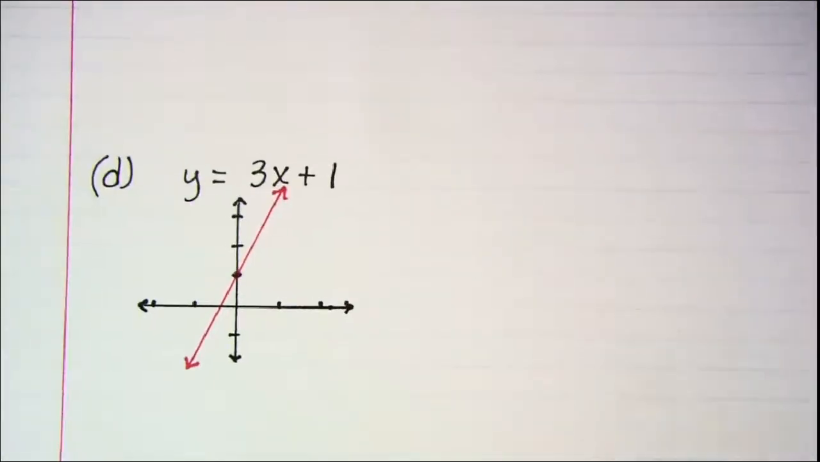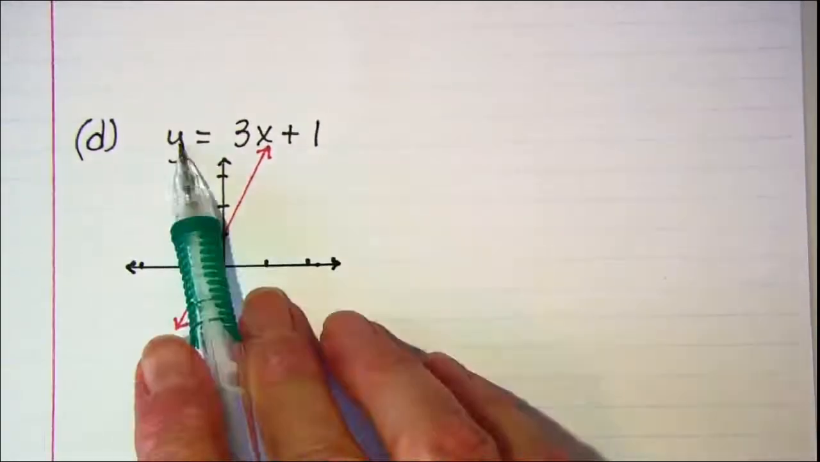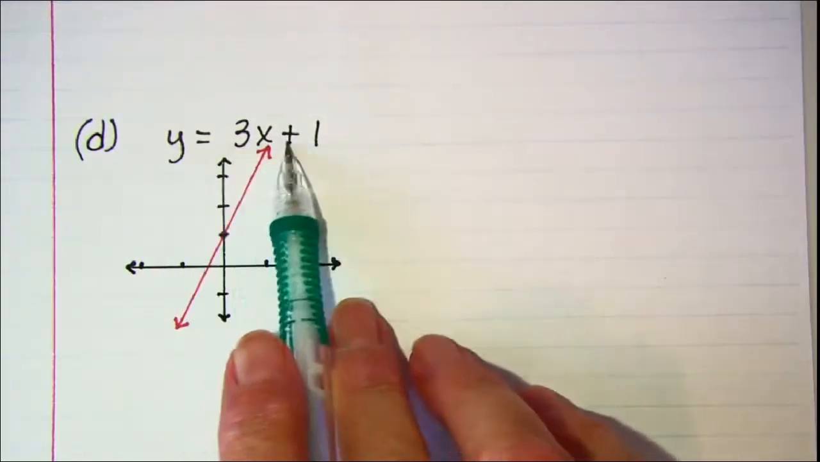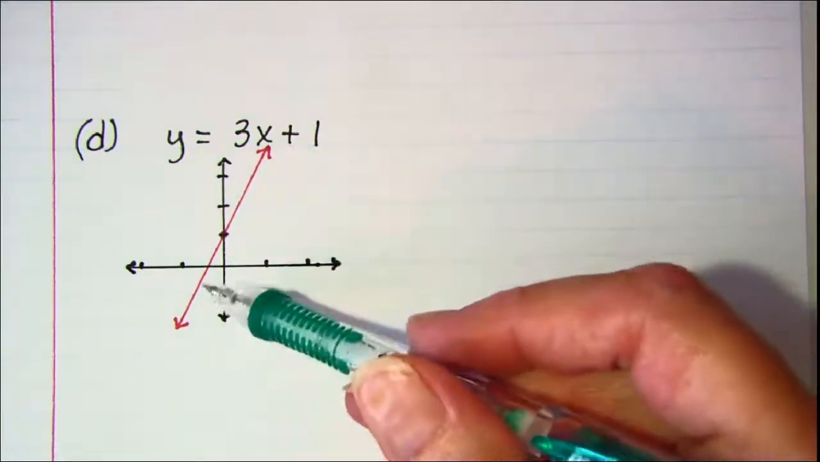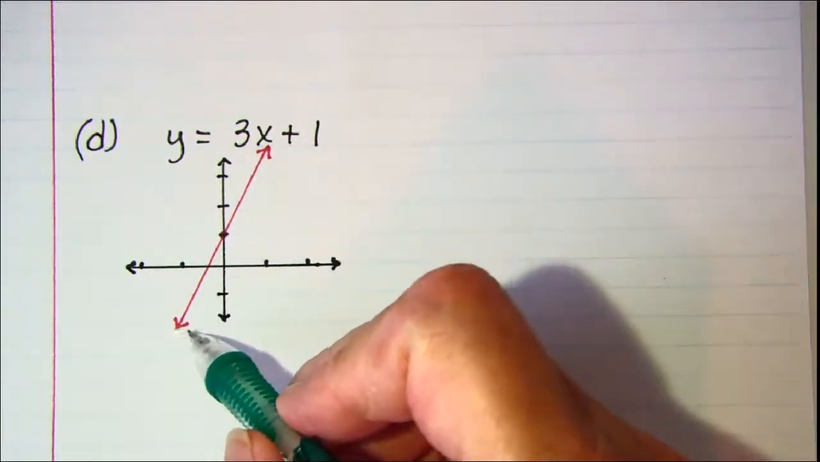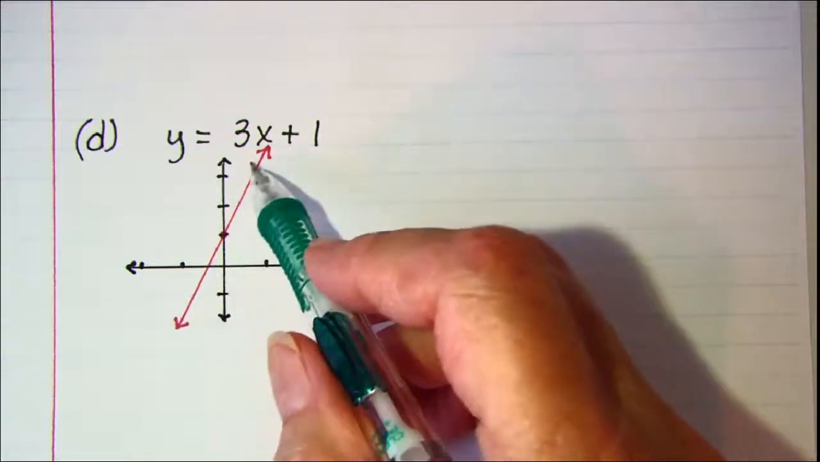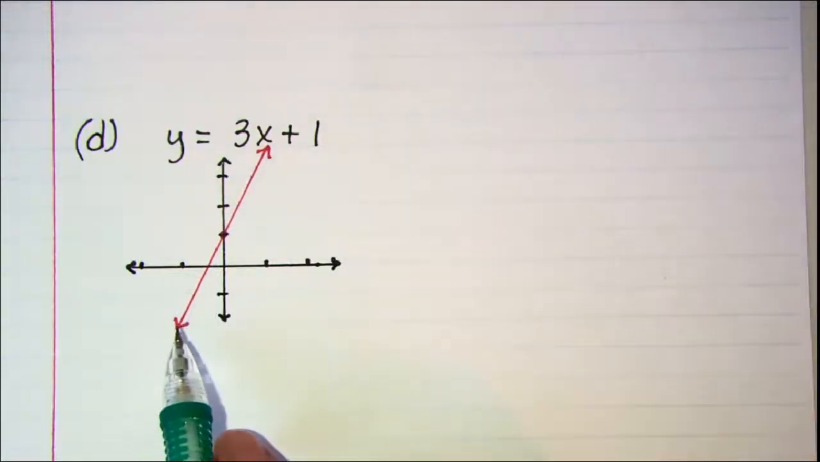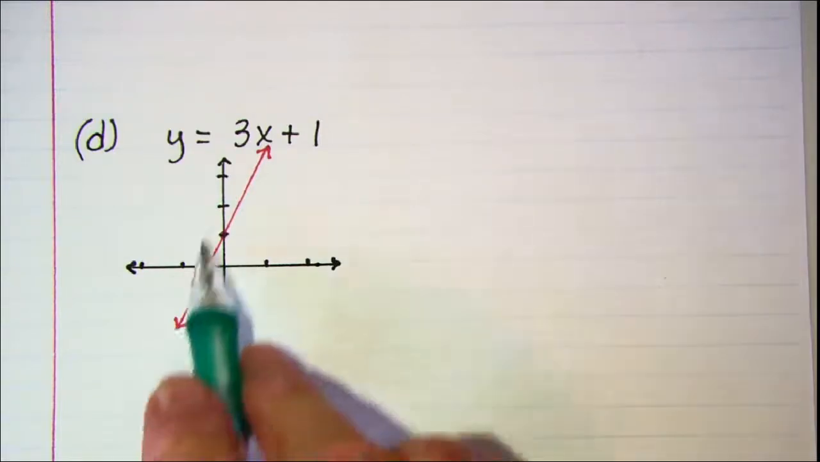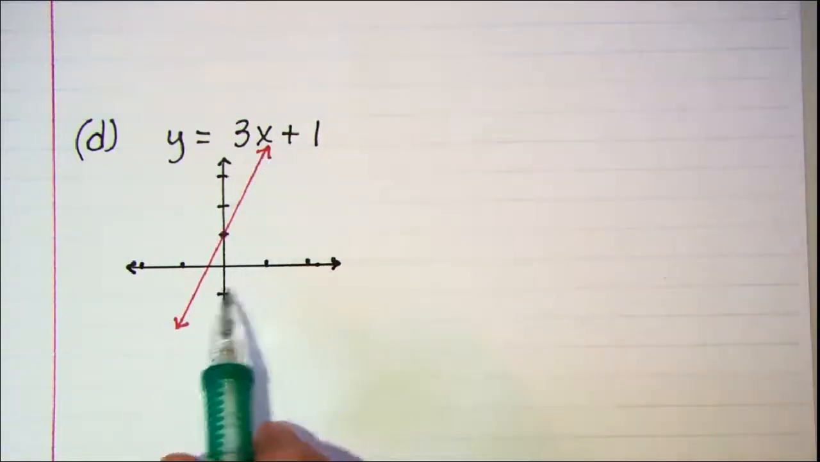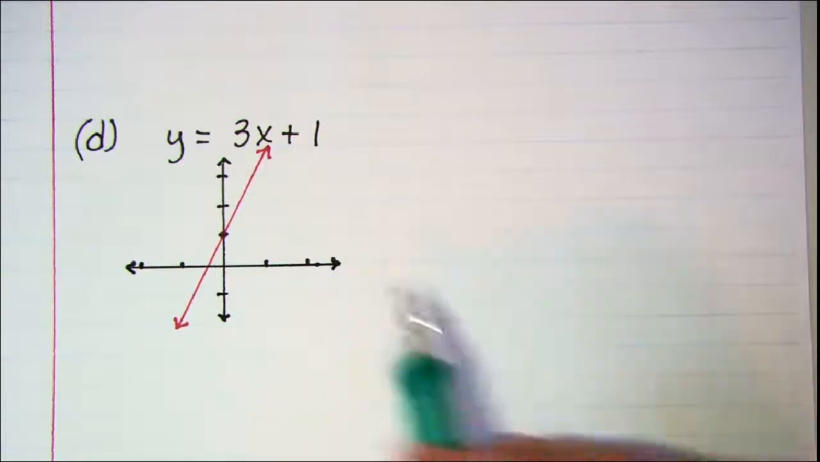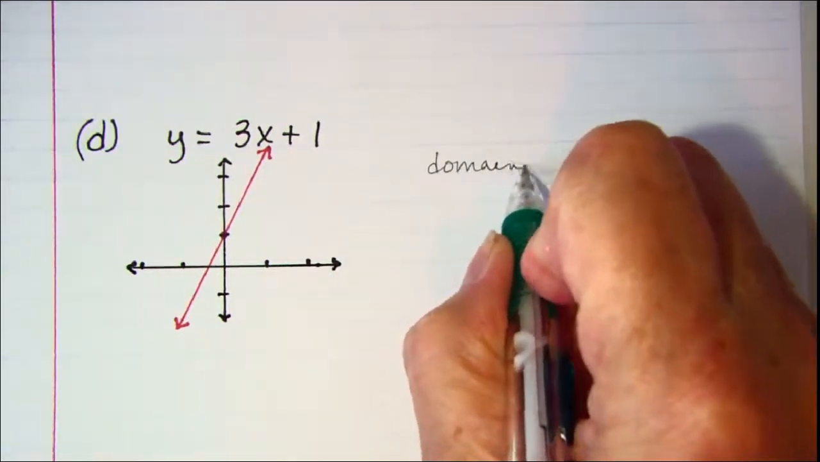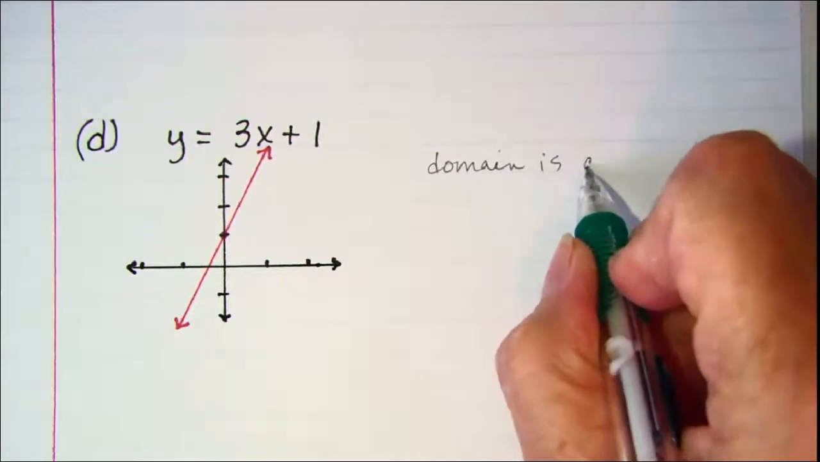In our last example, we have the equation y equals 3x plus 1. This is a linear equation. The graph is shown here. Now our arrows on the ends of this line represent that this not only goes forever down and up, but also forever left and right. So our domain is all real numbers.